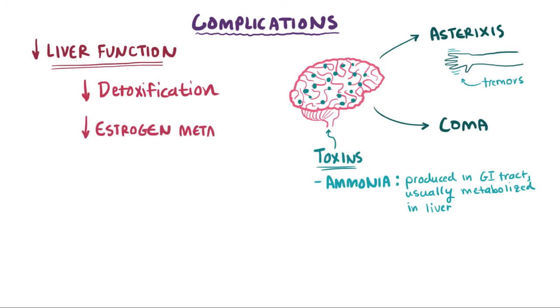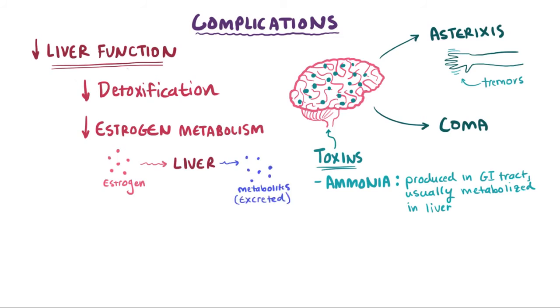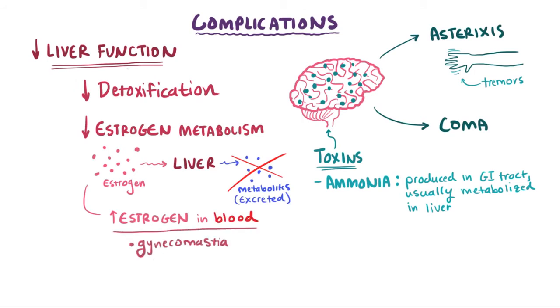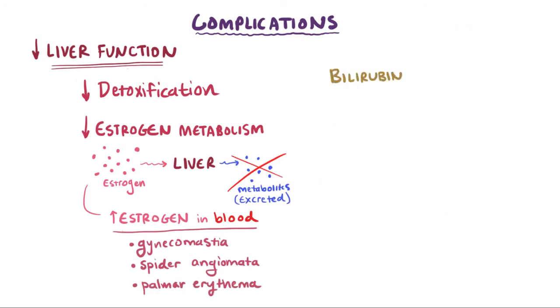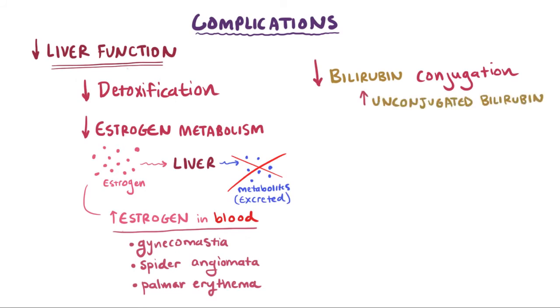Also, since the liver plays a big role in metabolizing estrogen into inactive metabolites that can be removed from the blood and excreted, patients can also experience complications due to increased estrogen in the blood, like gynecomastia, spider angiomata, and palmar erythema. And since the liver usually conjugates bilirubin, there will be increased unconjugated bilirubin in the blood from a less functional liver, and that can lead to jaundice.